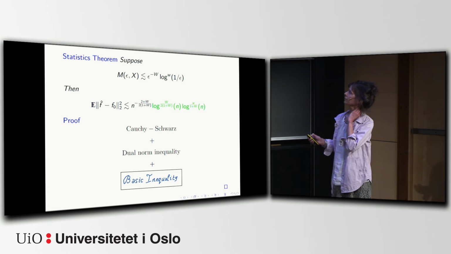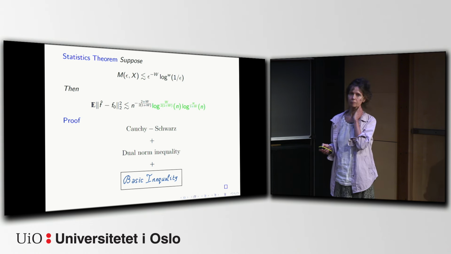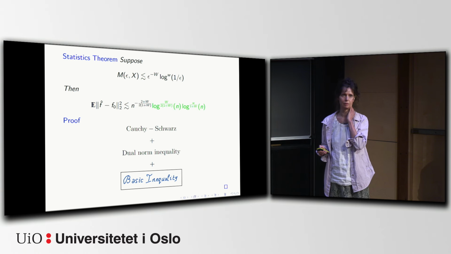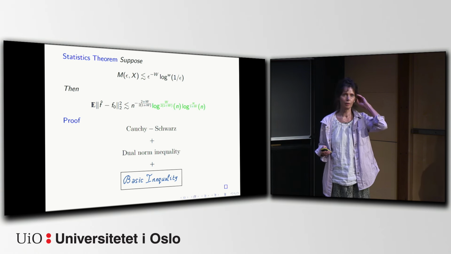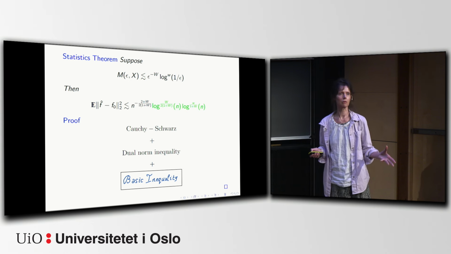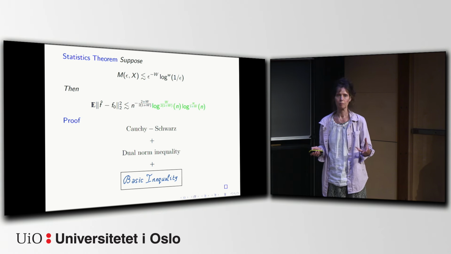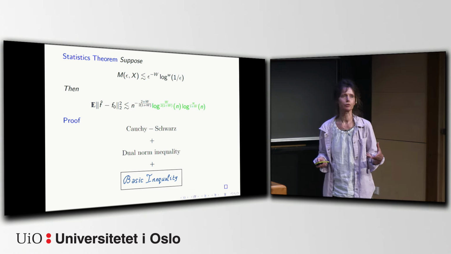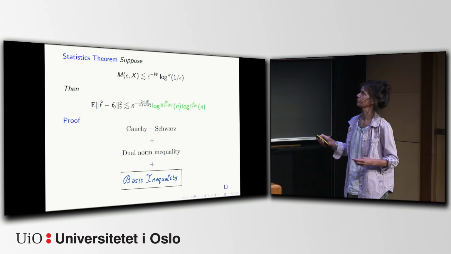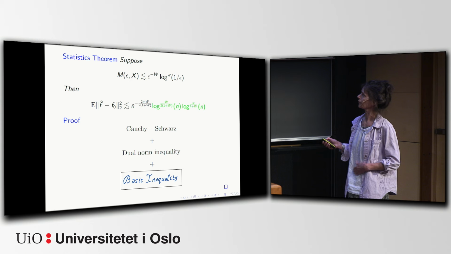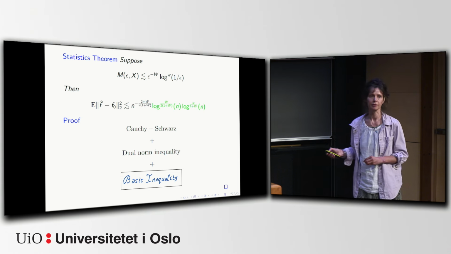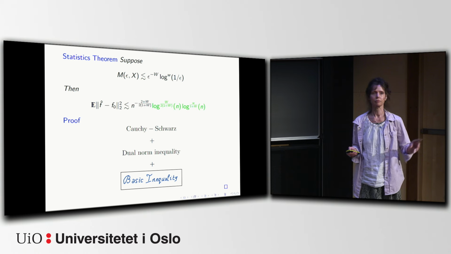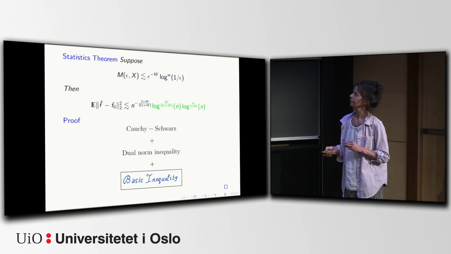Here are the log terms, which are in green, because for the moment I'm not going to chase the log terms. I'll do that later on. It's really very difficult. I know that the theory is difficult because it's all in the logs. I want to give you just the main terms, which are these ones. And this is really not much more. To prove this is not much more than Cauchy-Schwarz and the dual norm inequality, and then this basic inequality. It's combining 3 simple things.